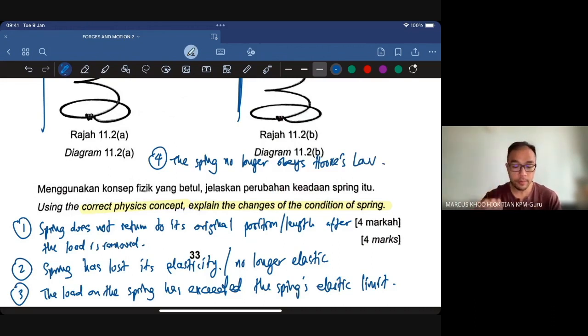Okay, so that's the 4 points. Number one, the spring does not return to its original position after the load is removed. Number two, because of this, the spring has lost its elasticity. And number three, the reason why it has lost its elasticity is because the load is beyond the elastic limit. Okay, and this causes the spring to no longer follow or obey Hooke's law. That's the 4 points with regards to this question.